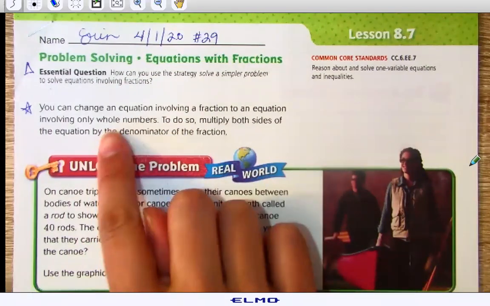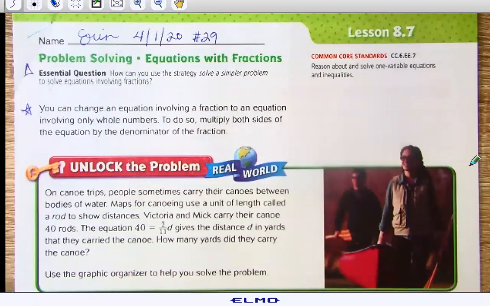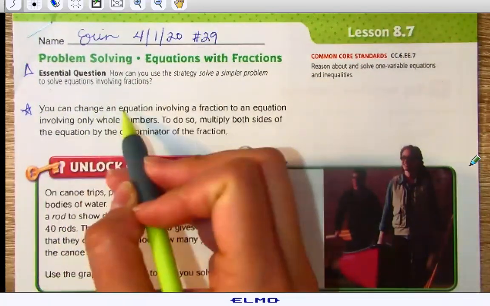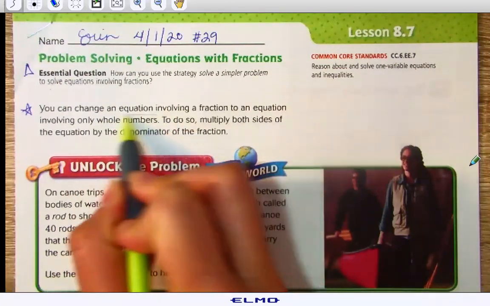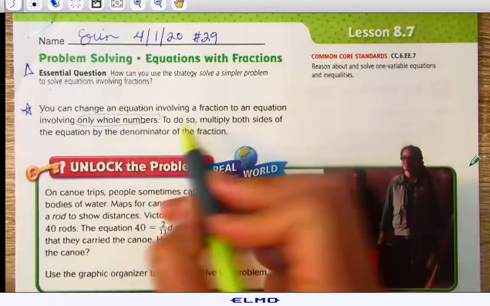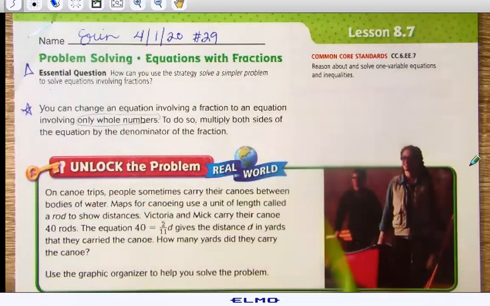Now, it's going to be a little blurry, but you should be able to read it. We're going to just do the best that we can. You can change an equation involving a fraction to an equation involving only whole numbers. To do so, multiply both sides of the equation by the denominator of the fraction.